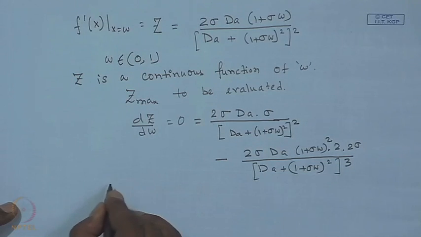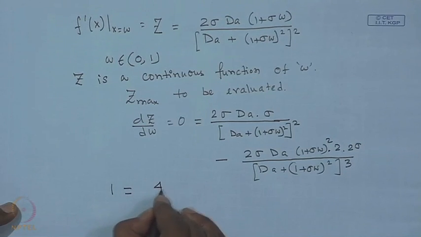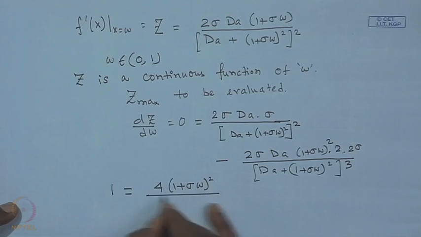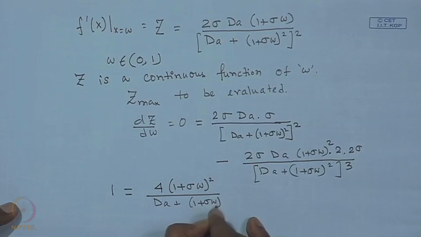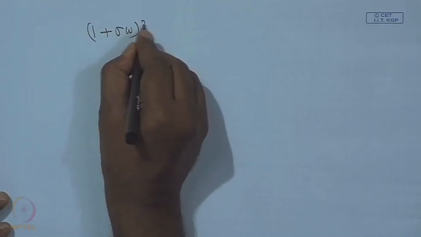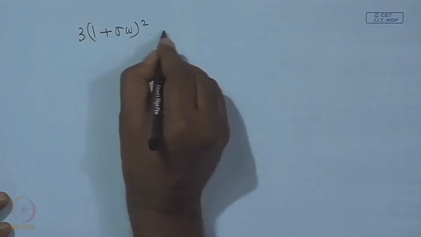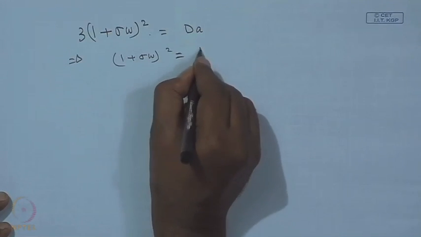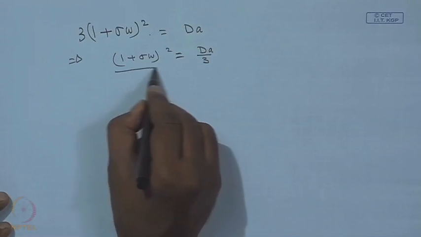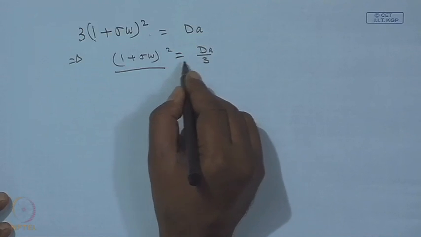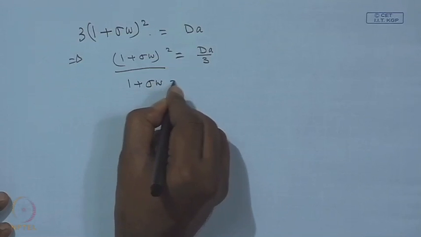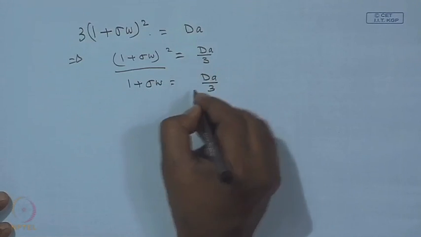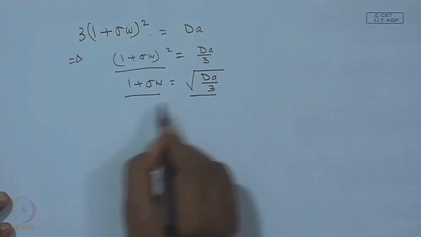After doing all this simplification, I am just omitting one more step and writing the expression 4 into (1 plus sigma w) square divided by (dA plus 1 plus sigma w) square. Therefore, we will be getting the equation that (1 plus sigma w) square multiplied by 3 is equal to the Damkohler number. So, (1 plus sigma w) square will be dA by 3. So, 1 plus sigma w is nothing but the square root of dA by 3. At this condition, z becomes maximum.